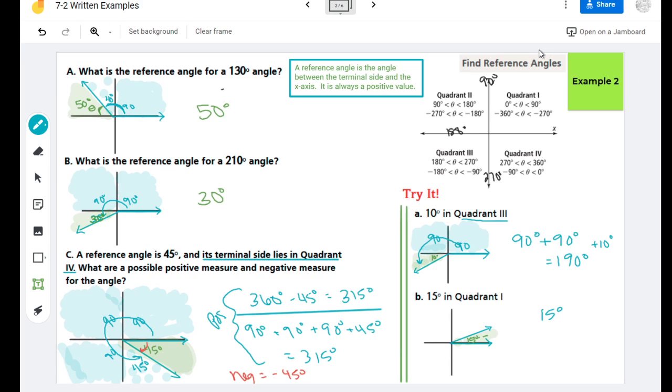So there we have it, guys. That is how to find reference angles and how to use reference angles to find your initial angle.